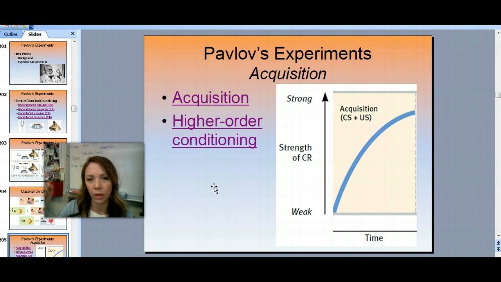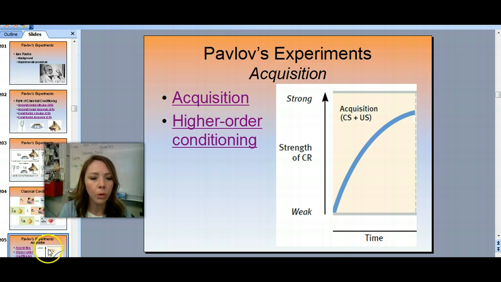So this is the graph we talked about. Here's time, here's the strength of the conditioned response. So strength is like how much they would drool, so that over time it got stronger, right? So over time, once you start associating those two things together, the dog started to drool more because the response became stronger.